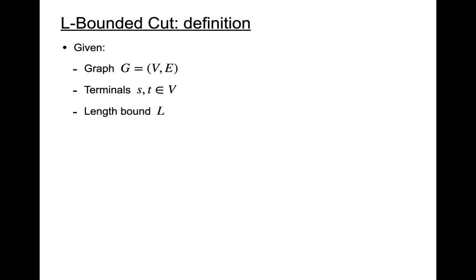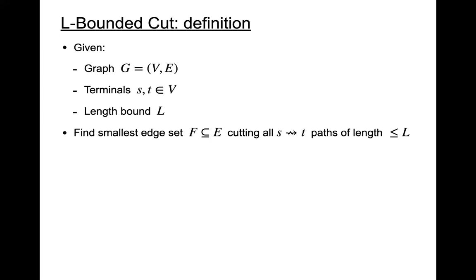Okay, so what is the length-bounded cut, or L-bounded cut, problem? In this problem, we're given a graph, two terminals S and T, and some integer L. What we'd like is to find a minimum cardinality set of edges which cut all possible paths from S to T of length at most L. So in other words, the smallest possible edge set whose removal ensures that the distance from S to T is now greater than L. Let's see an example.